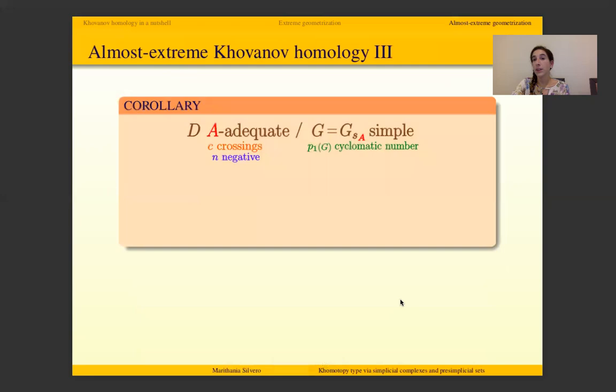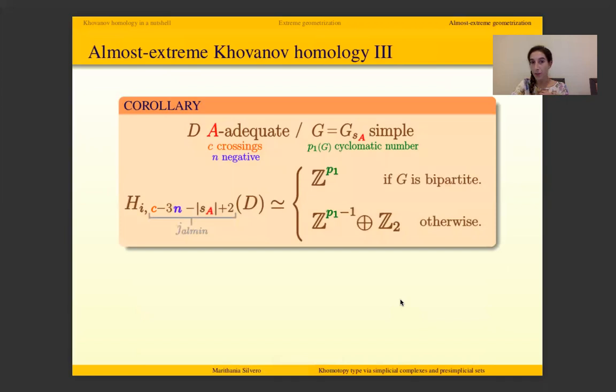If, instead of considering the homotopy type, we are just interested in Khovanov homology, we can state the result that way. The almost extreme Khovanov homology of a diagram which is A-adequate, these are the proper indexes, okay, is going to be either Z to the P1 power if the graph is bipartite, or Z to the P1 minus one power plus Z2 otherwise.